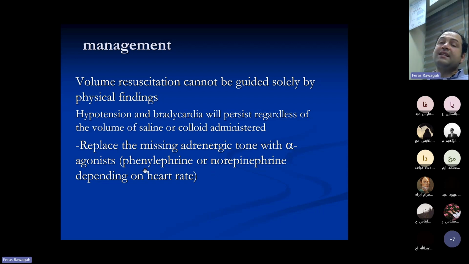While if the patient has tachycardia with the neurogenic shock, we prefer the pure alpha agonist, so as not to increase the heart rate more. So we use phenylephrine in this case. That's how to choose between phenylephrine, the selective alpha agonist, and epinephrine, the non-selective agonist.